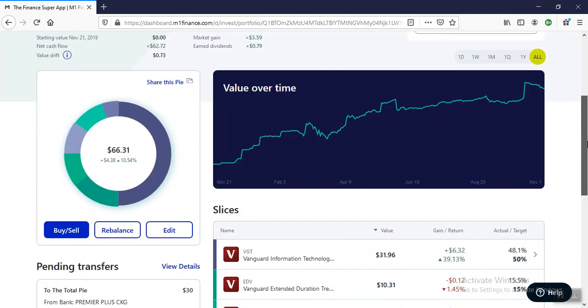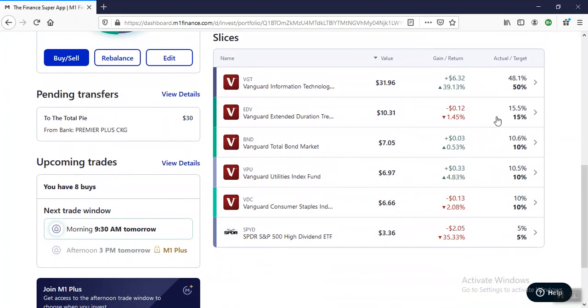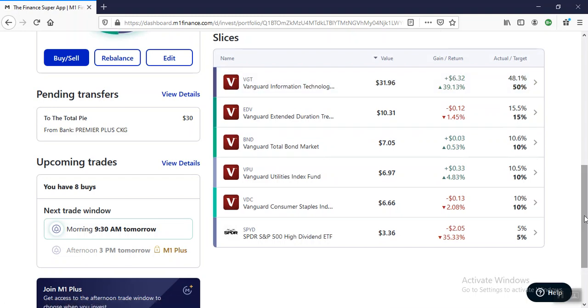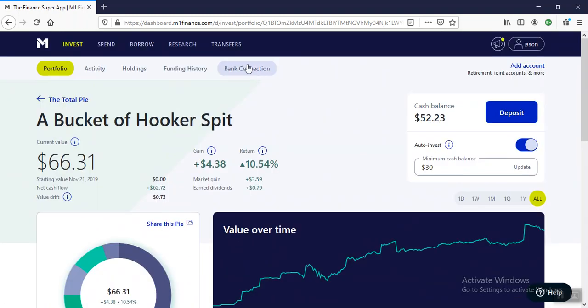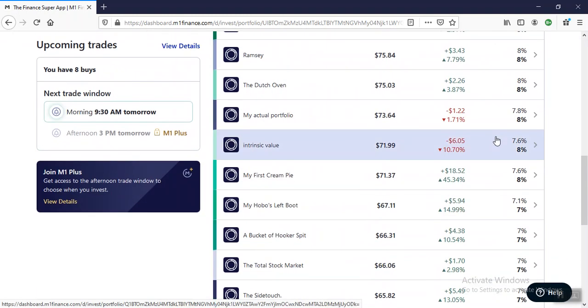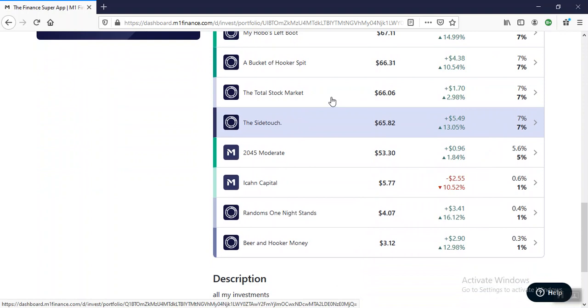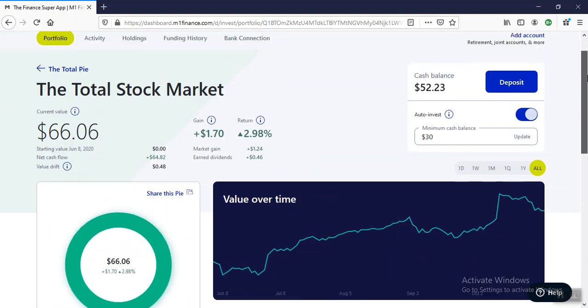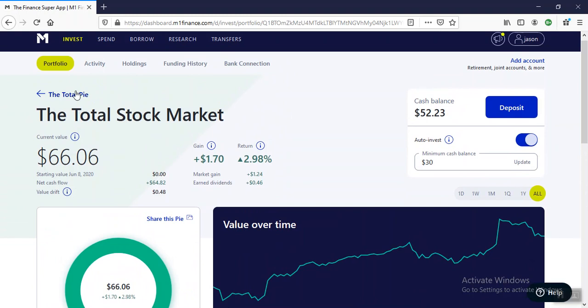Bucket of hooker spit. I think I'm going to keep this one the way it is, just to show you that tech isn't always going to be the best way to invest, that it does get overbought. I do think tech is a solid investment. I just think it's overbought at this point. Total stock market. That's just a placeholder.